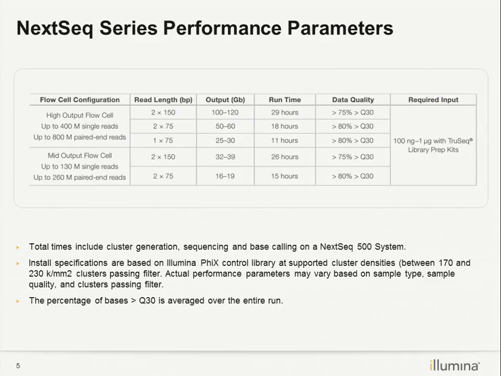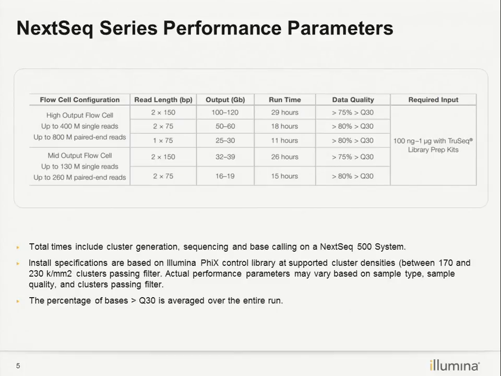If it is shorter, say 2 times 75, which is a common choice for RNA sequencing, or 2 times 25, then we guarantee over 80% of your bases above Q30. Okay? And the same goes for the output.